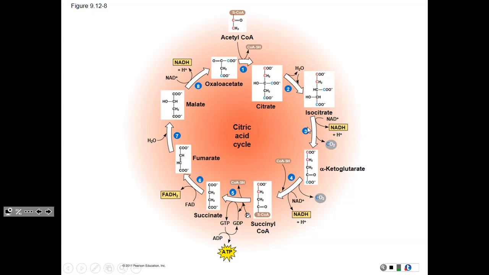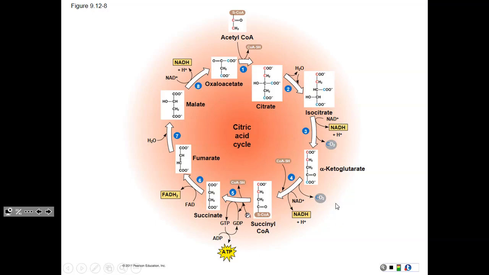It gets done in a stepwise fashion, because if you did it all at once, it would be equivalent to an explosion, right? Explosions don't do anybody any good. What we want is a nice gradual process so that at each step along the way we can extract some of that energy, capture as much of that energy in the acetate's high energy bonds as ATPs as we can.